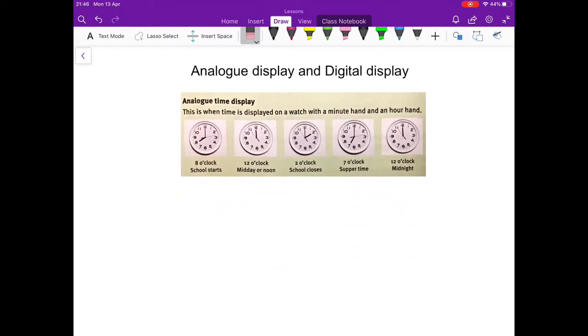Let's have a look at analog display and digital display. The clocks below show analog time display, and to write that in digital time, all we're going to do: 8 o'clock is 8:00, 12 o'clock, 12:00, 2 o'clock is 2:00, 7 o'clock, 7:00, and midnight is 0:00.